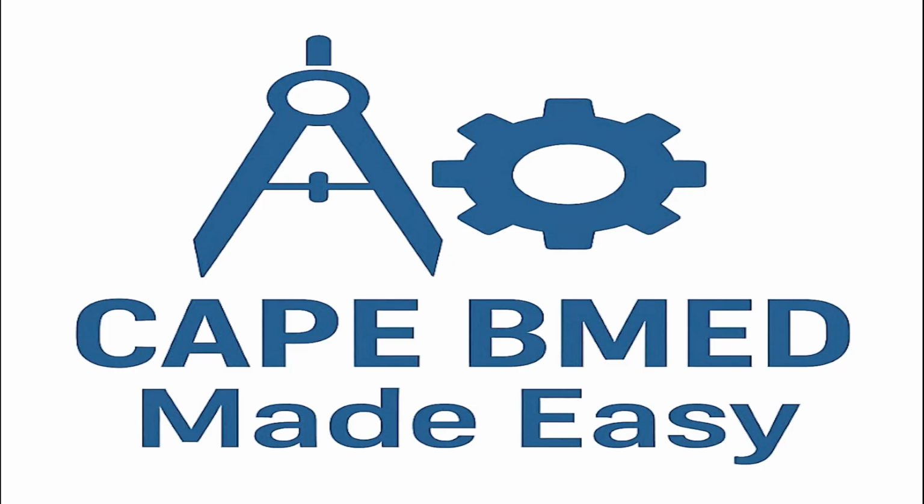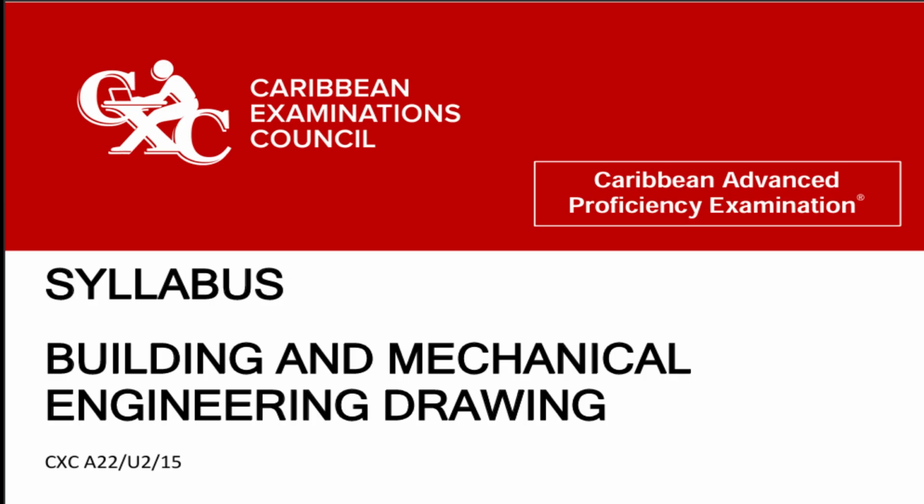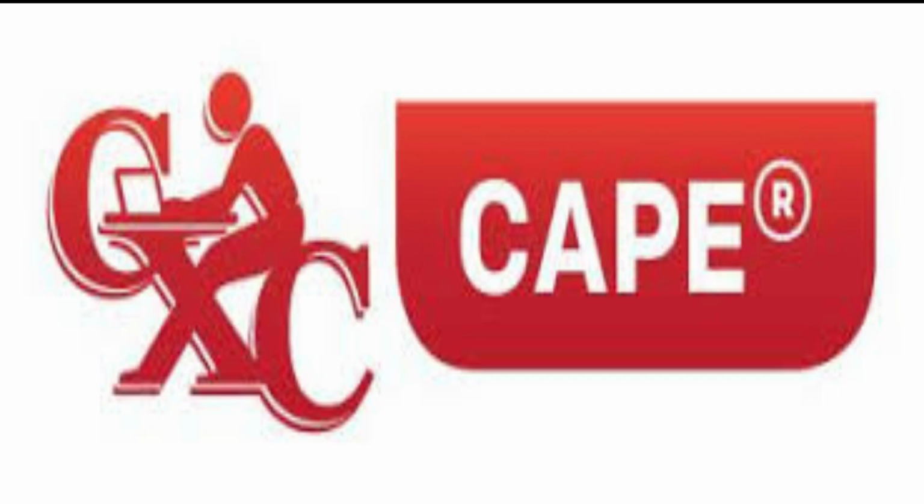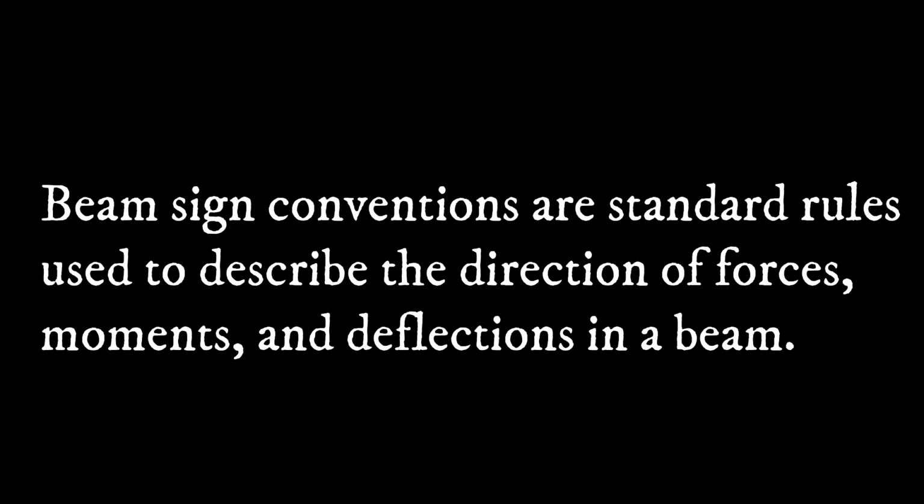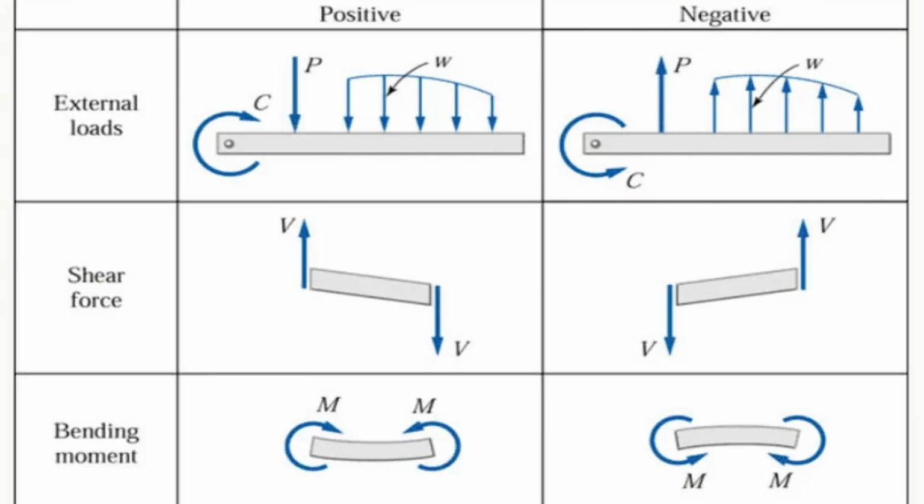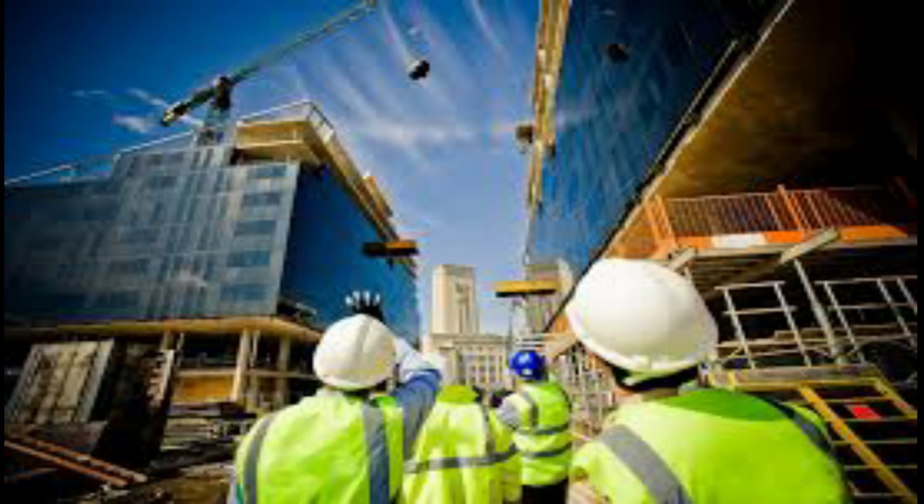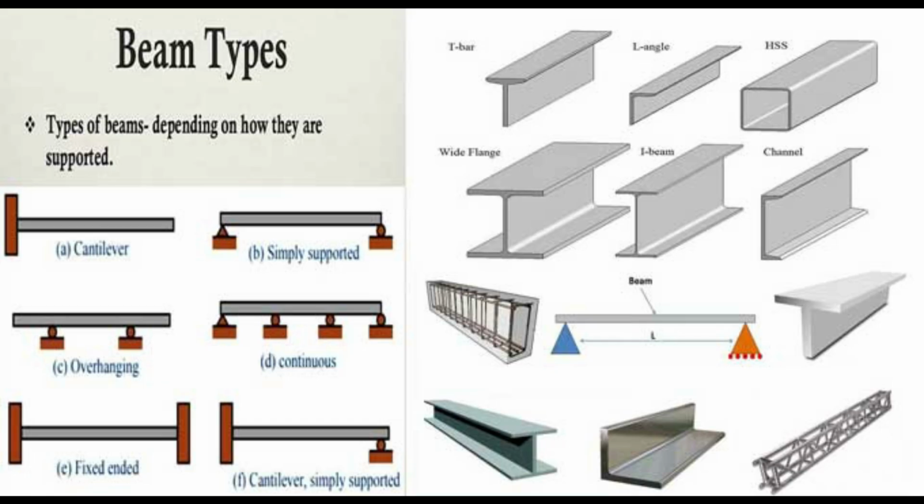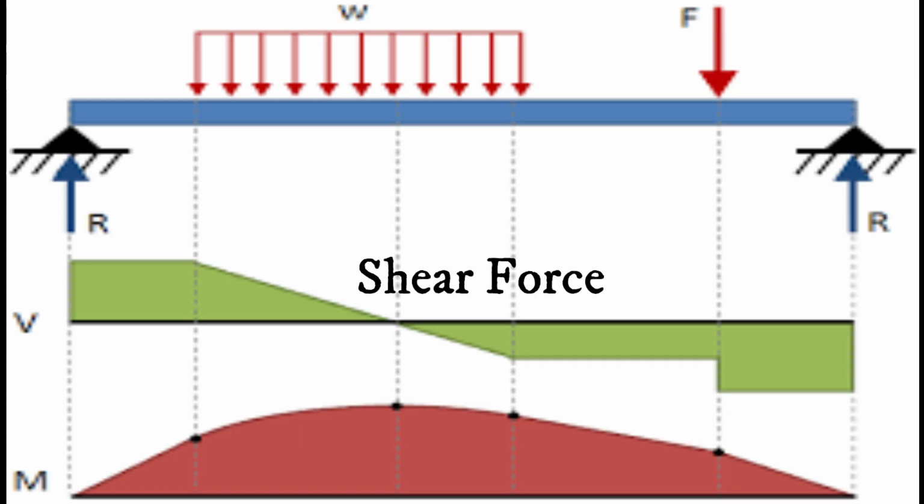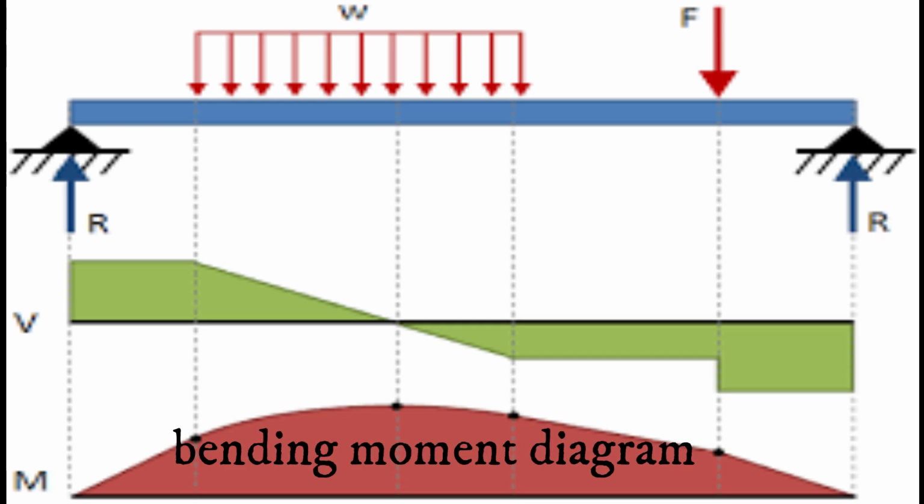In this video, we'll be looking at beam sign convention. Now this is specific to the CXC Building and Mechanical Engineering Drawing Syllabus from the CAPE level proficiency. Beam sign conventions are standard rules used to describe the direction of forces, moments, and deflections in beams. They help engineers and construction professionals to analyze beams consistently and accurately. Without sign conventions, a shear force or even bending moment diagram would be simply confusing and unreadable.